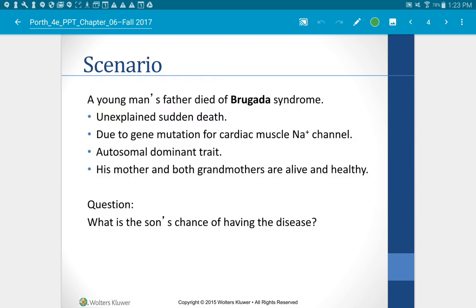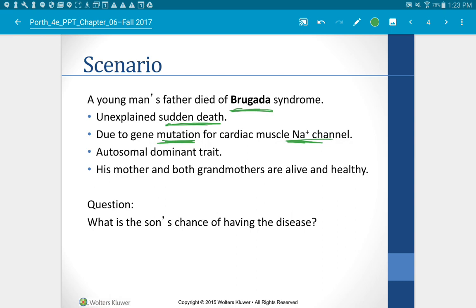Okay, so autosomal dominant. There's another good one. This is one from your book here, the Brugada syndrome. So unexplained sudden death in a particular individual. What's going on there? They actually have mutations in cardiac muscle sodium channels. This ends up causing a spontaneous cardiac arrest.